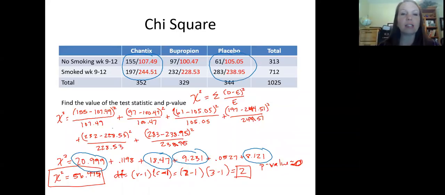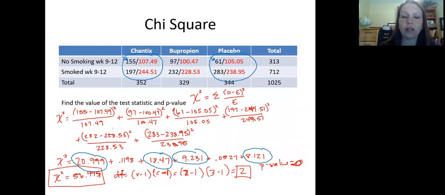So if we look at Chantix, it says in this first cell there were 155 people that were able to stop smoking. We would have expected only 107 if all the treatments were the same. So a lot more people were able to stop smoking than expected with Chantix. Looking at the placebo, we see the opposite. We had 61 people who were able to stop smoking. We would have expected 105, so a lot fewer people who took the placebo were able to stop smoking.